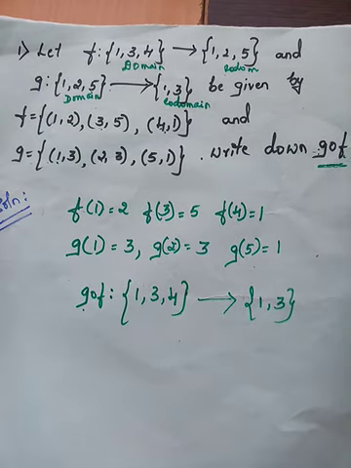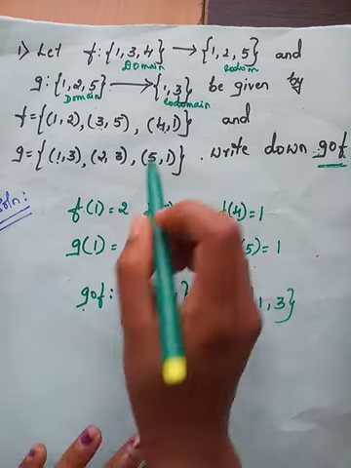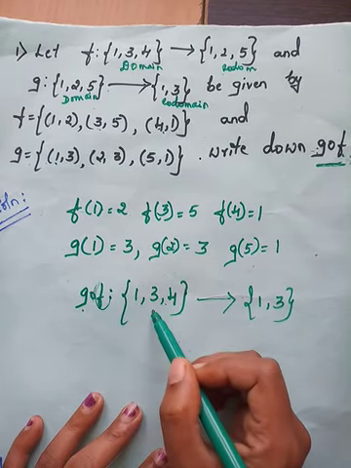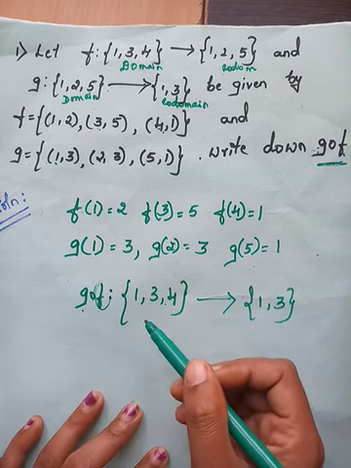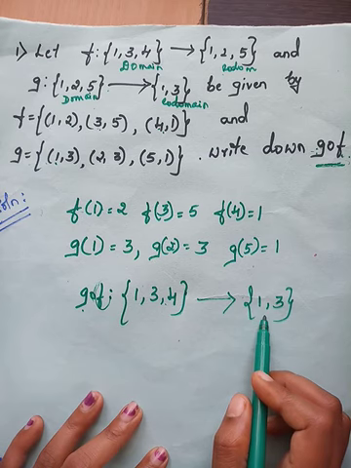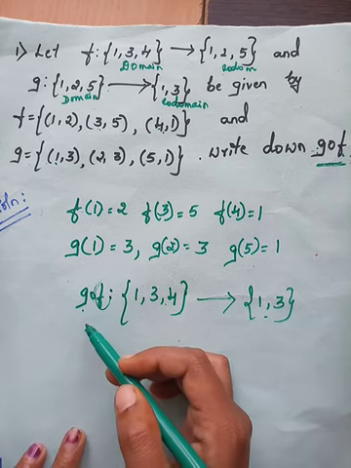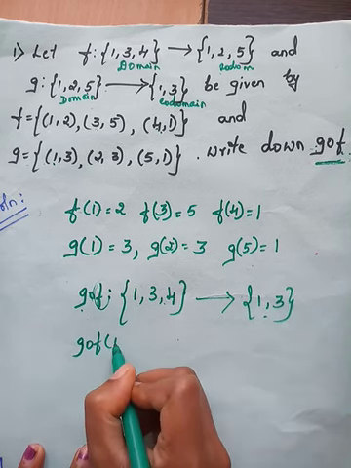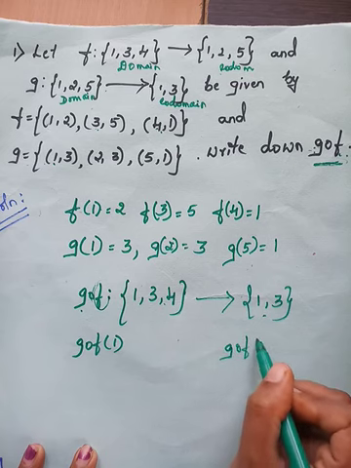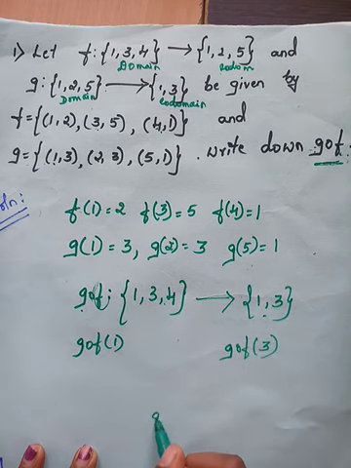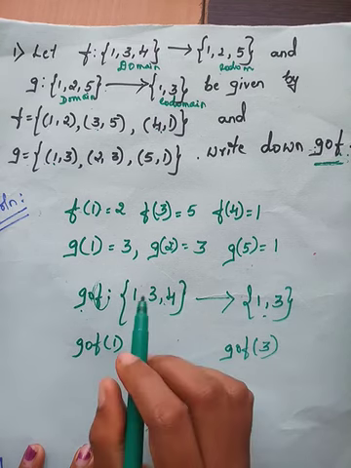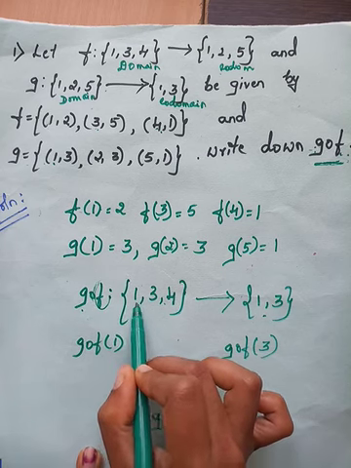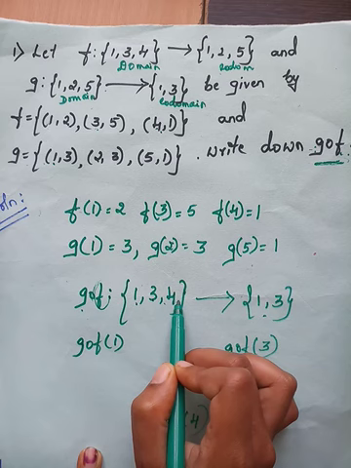Now we need to check what kind of domain the composition function has. The domain of F is the same as the domain of G composition F, and the codomain of G is the same as the codomain of G composition F. Now what do we have to find? We have to find G composition F of 1, G composition F of 3, and G composition F of 4, because the domain has only 3 elements: 1, 3, 4.